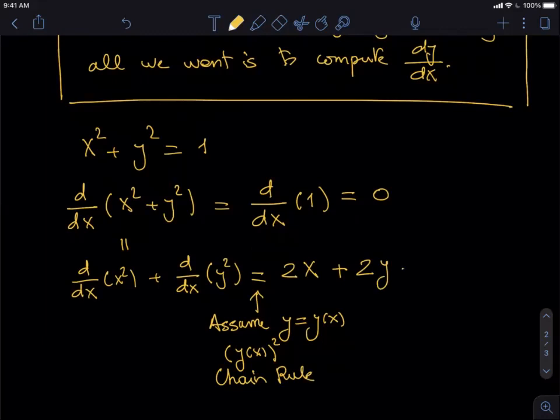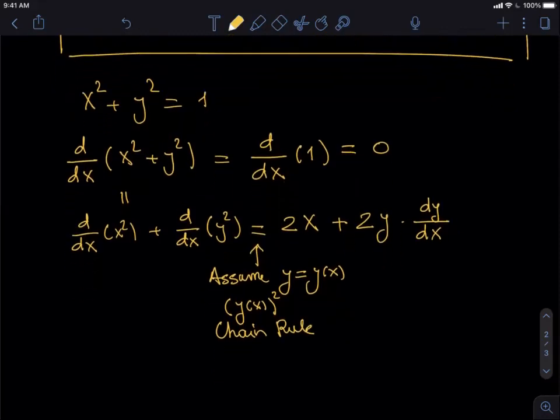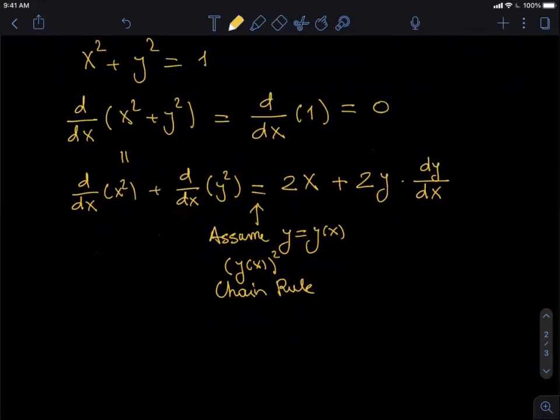And then by the chain rule, we need to multiply by the derivative of what is inside. Inside we have y, which is a function of x. We are assuming it's a function of x, so dy/dx. This is where most people get puzzled. We need to remember x is just the variable we are using to take the derivative, so no problem, that's the usual thing we do. But y, we are assuming it's a function of x, so we need to treat it as such.